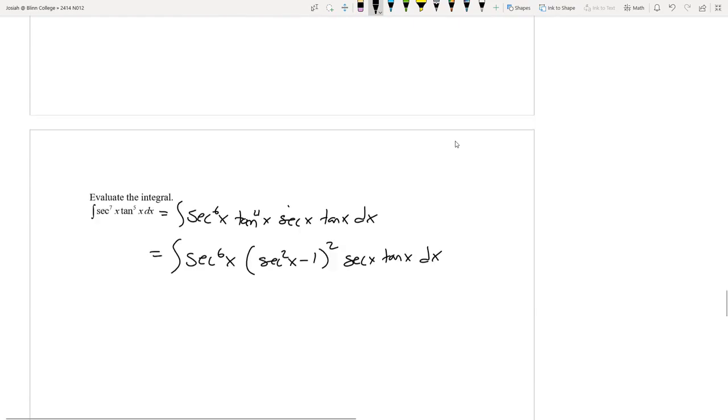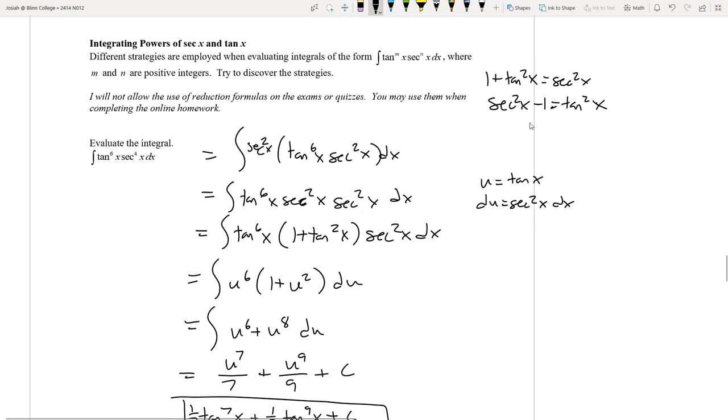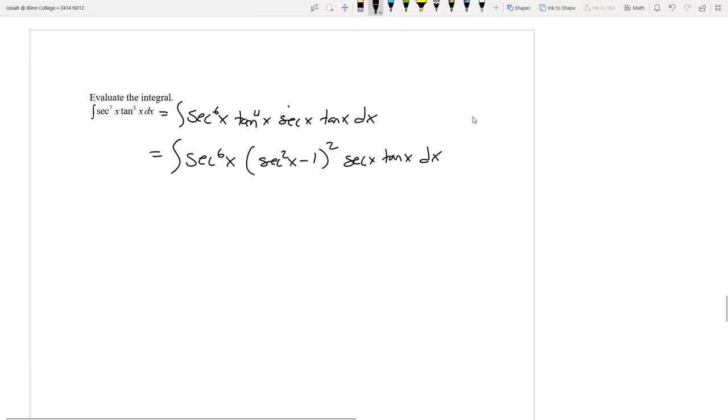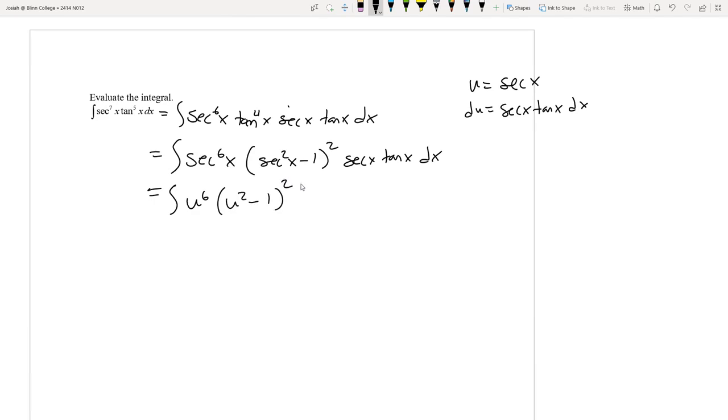Right, so it's the same kind of idea, just going the other way. So du will be equal to secant of x tangent of x dx, and so u will be equal to secant of x. We can go ahead and make that swap: u to the sixth, u squared minus 1 squared du. From here, we just have to multiply everything out.